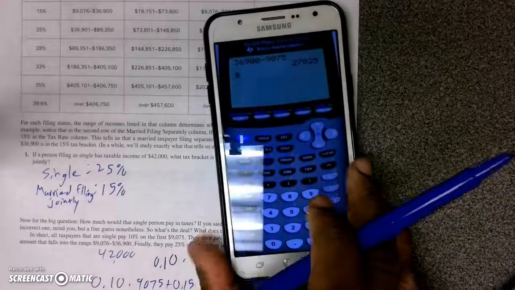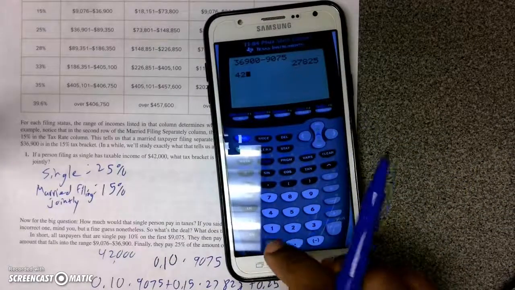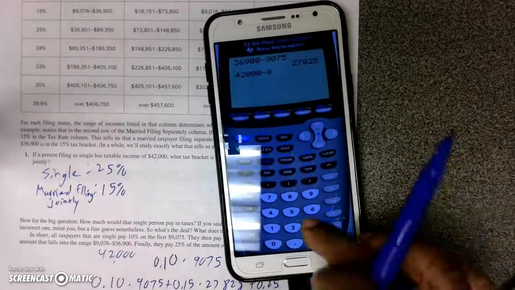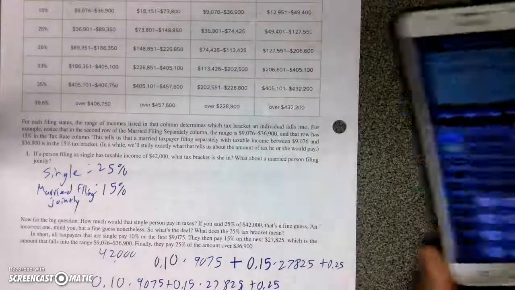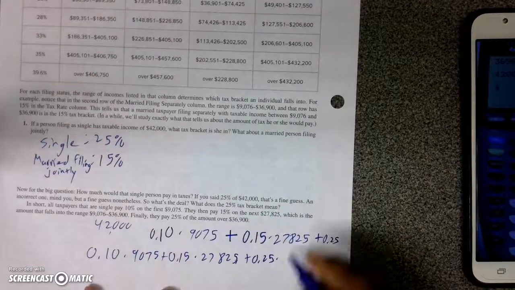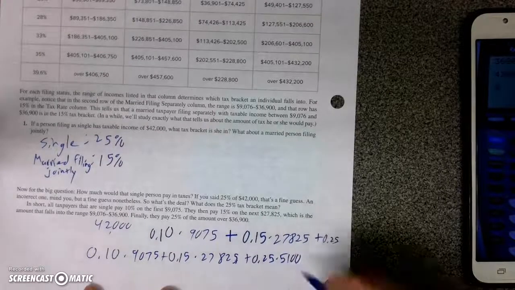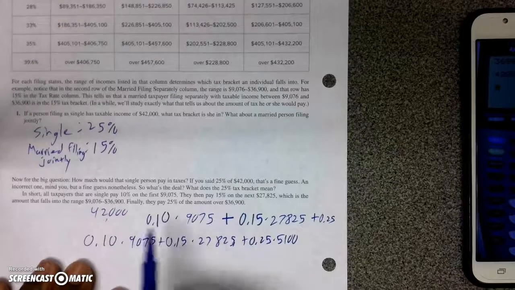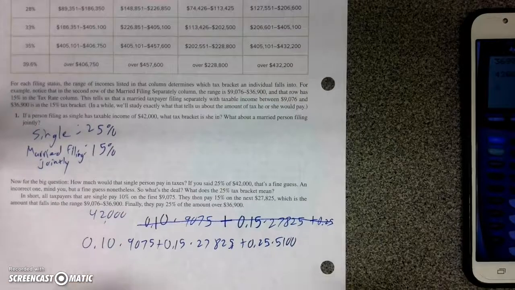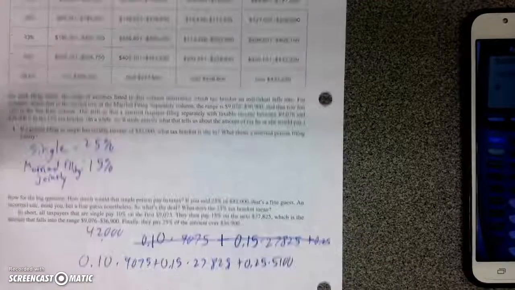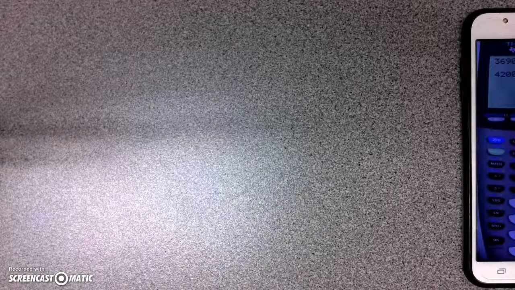So we would take our calculator and take our 42,000 minus $36,900, and that would leave us $5,100. So the 25% we will multiply by the 5,100. And this is how the taxes are broken up. So we're going to apply this to the next page, or probably the next couple pages.